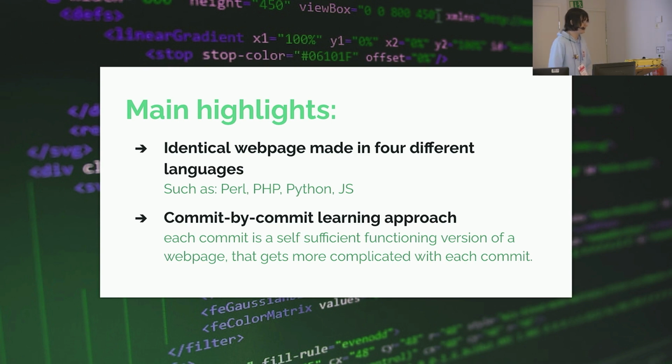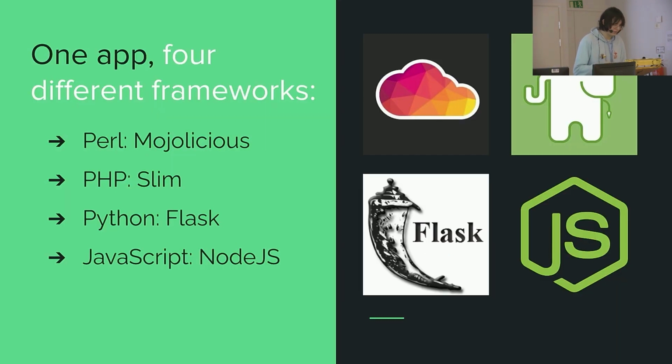The main highlight is an identical web page made in 4 different languages, which are obviously Perl, but also, even though I'm a Perl-oriented person, I've come to learn and experiment with lots of other languages. This repository also has PHP, Python, and JavaScript, and a commit by commit learning approach, where each commit is a self-sufficient functioning entity that gets more complicated with each commit. So let's go deeper and figure out what I actually mean.